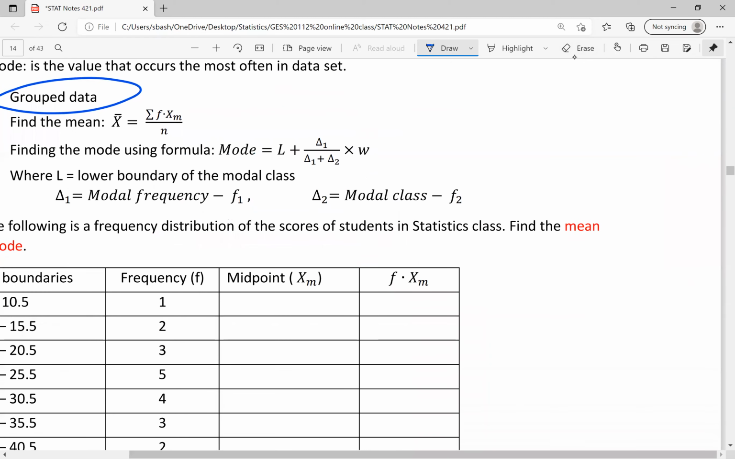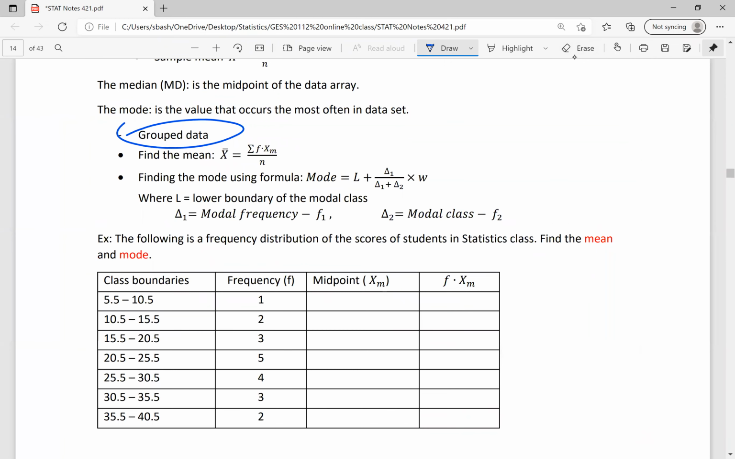In this example, we are given the frequency distribution of the scores of students in statistics class, and we need to find the mean and the mode. For the mean, we are going to use this formula: x bar equals sigma of f multiplied by the midpoint of the classes divided by n. What is different about this one is that we need to find the midpoint, then we multiply and find the sigma.